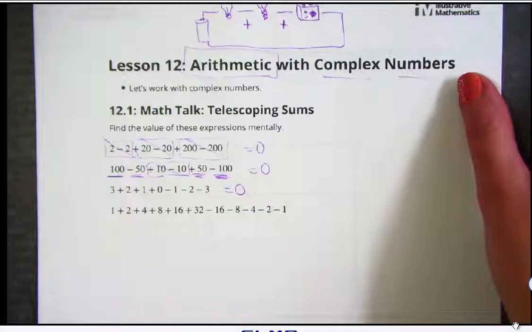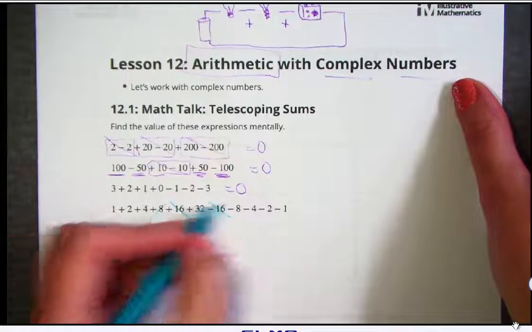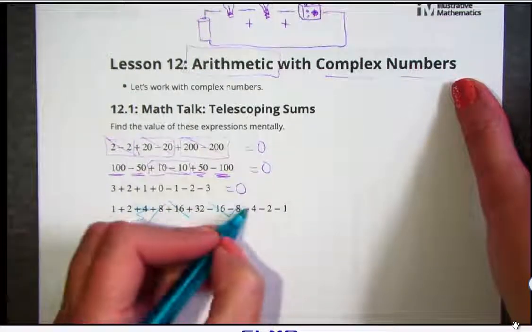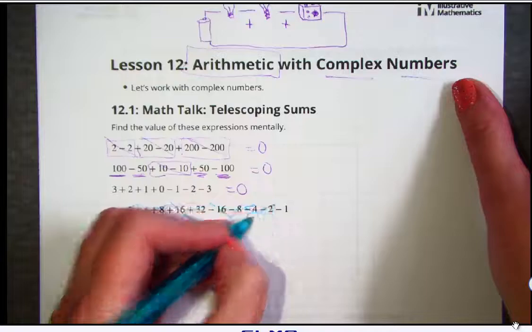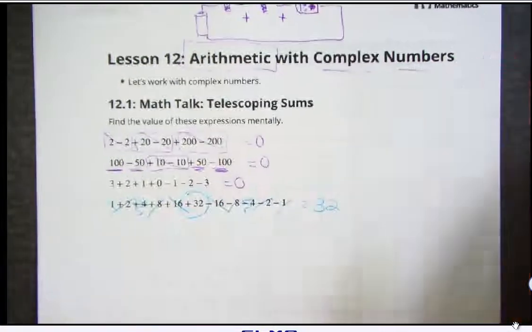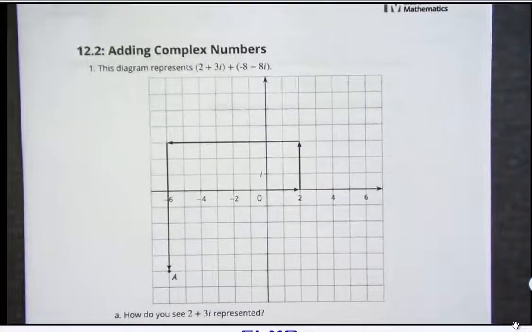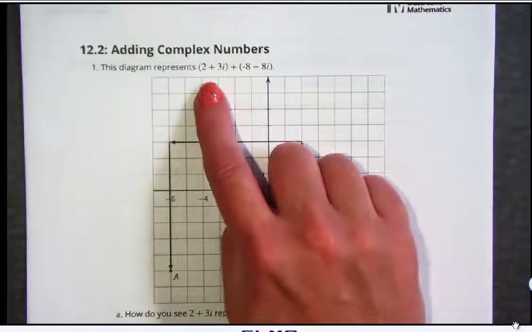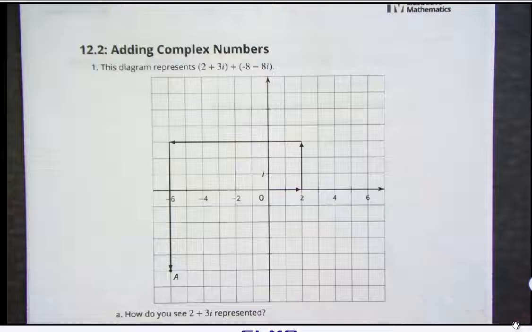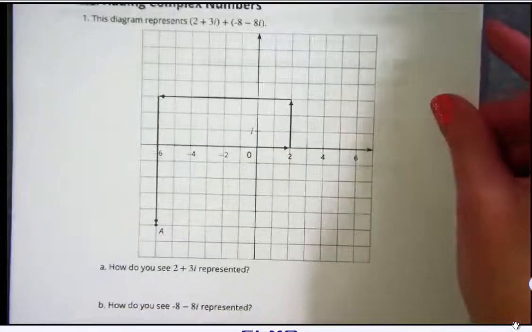So I'm kind of getting to this idea that we can start to balance things off and we can add and subtract in any order. 16s, 8s, plus 4, minus 2, plus 2. We're still left with this 32 in the middle. So they're just getting you back to thinking with arithmetic and how it works in any order. Adding complex numbers kind of does that same idea. Now we've got two complex numbers going on here. And so we're going to start looking through how we can add complex numbers and then how we can do it without a diagram. That's what's coming up next.